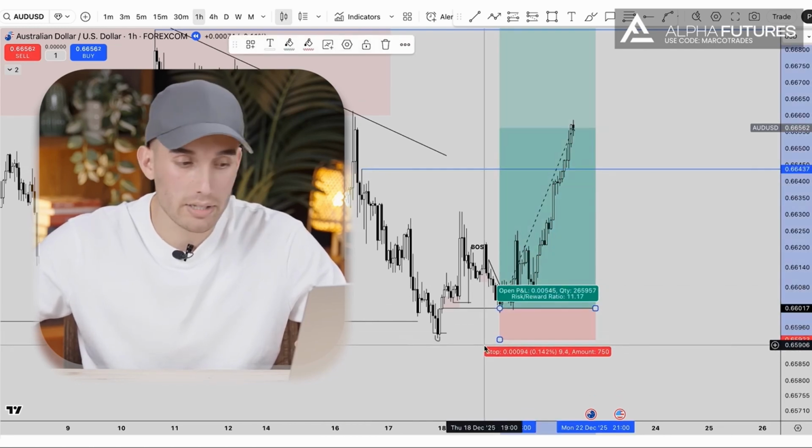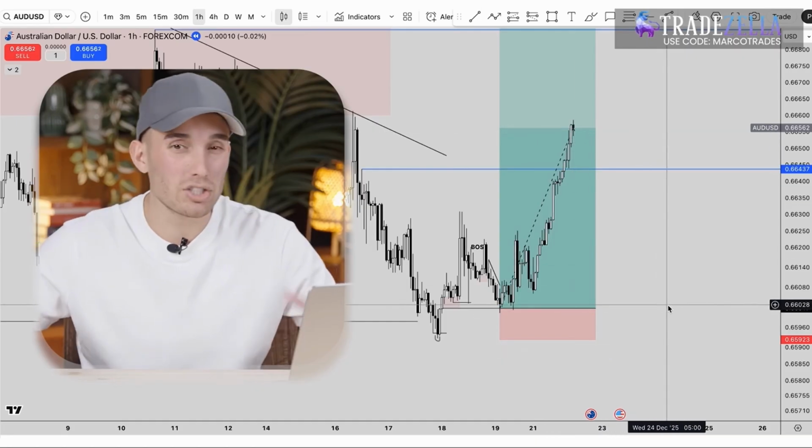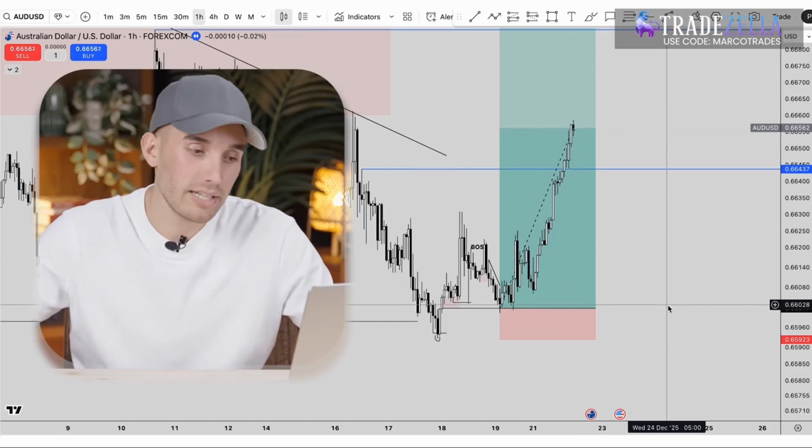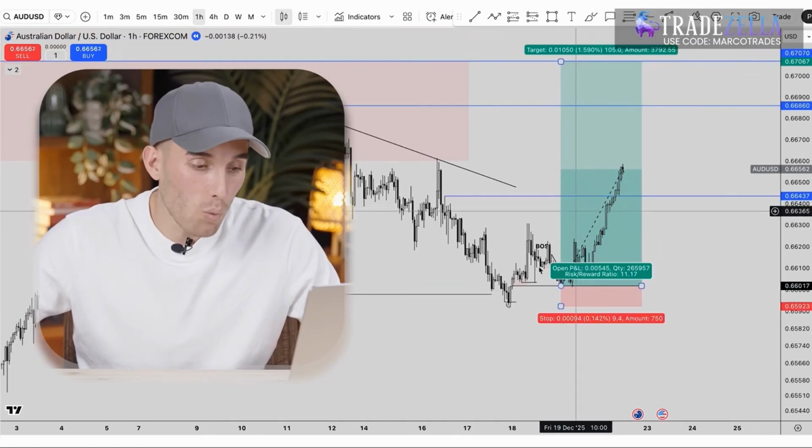Because you gotta think about it like this. Do you want price all the way back down to your entry? And do you still wanna be in that trade? I hope the answer is no here. Cool, so we're in profit here. Full target is around a 1 to 11.